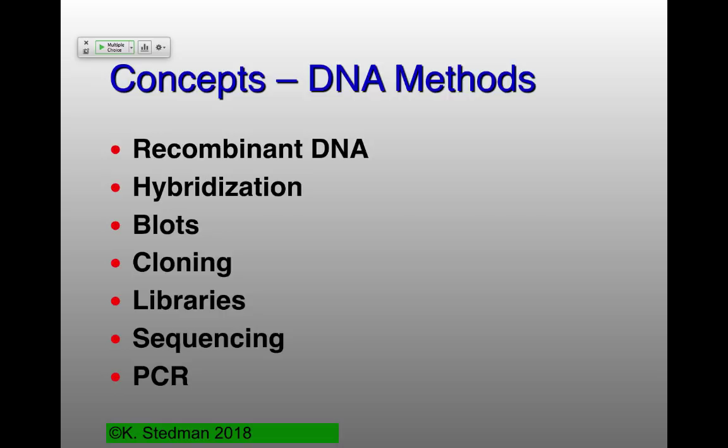I also wanted to re-mention hybridization. We've talked about hybridization before. It's all about getting two strands that can come apart and then putting another strand together with them, which gives you very high specificity. And this is really important for detecting individual nucleic acids because you can't see them by themselves.